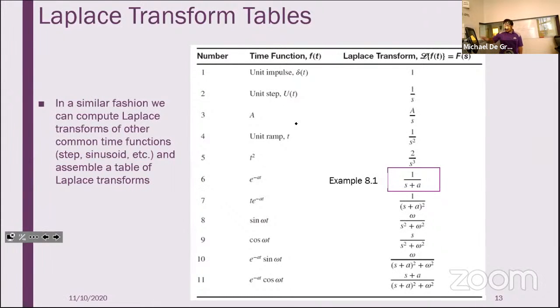And so you can see, third entry in this particular Laplace transform table is A, which gives us A over s. The unit step is 1 over s. Unit impulse is just 1. Unit ramp, we've got them all. This one corresponds to example 8.1 from your textbook, because I lifted this from the textbook, and, you know, we didn't do 8.1, but we could.